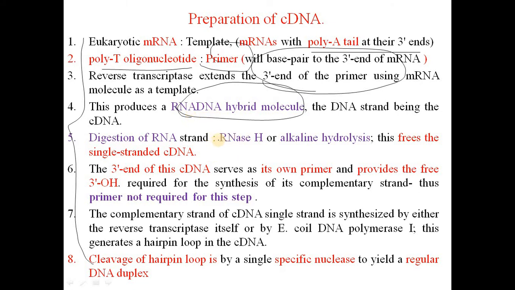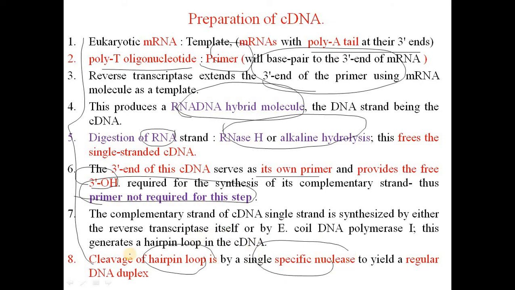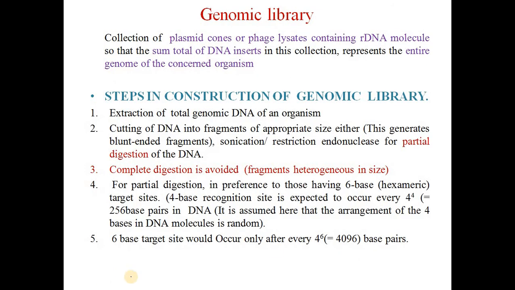In this step we have to remove the RNA strand, and this is carried out with the help of alkaline hydrolysis. Then the 3' end of this complementary DNA serves as its own primer and provides a 3' OH, so there is no need to use a primer in this step. Here the formation of a hairpin loop is observed in the DNA, so this is cleaved by a nuclease to get a DNA duplex.